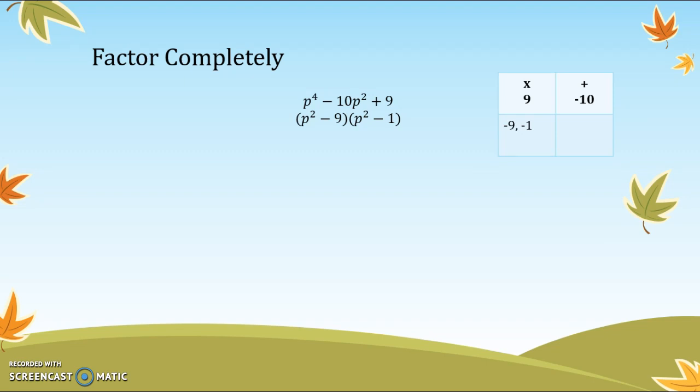But I see that I have p squared minus 9 and p squared minus 1. And I can rewrite all of those using perfect squares. So I can rewrite p squared using p squared, and 9 as 3 squared, and 1 as 1 squared. And they're both in subtraction, which means that I can use the difference of perfect squares rule. So p squared minus 9 is the same as p plus 3 and p minus 3. And p squared minus 1 is the same as p plus 1, p minus 1.